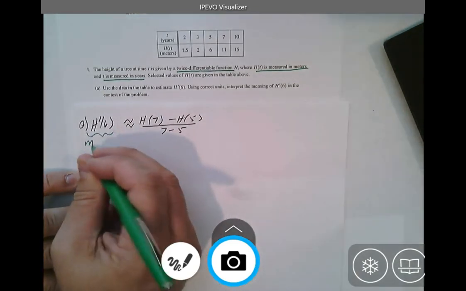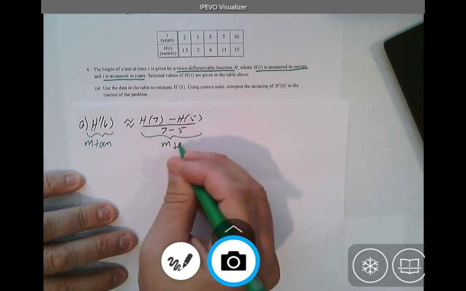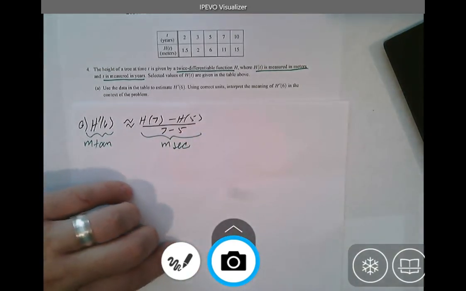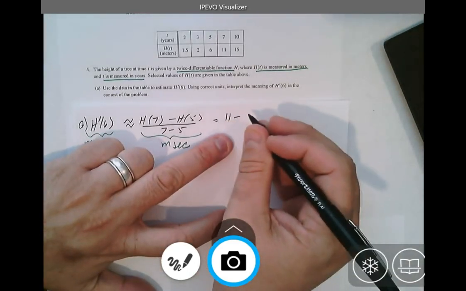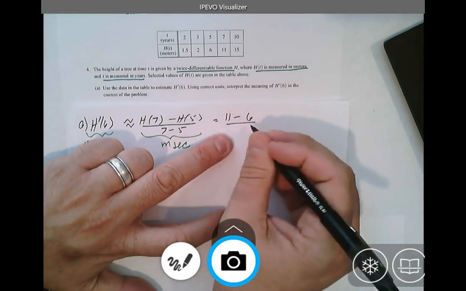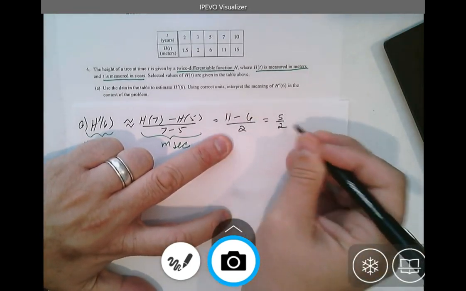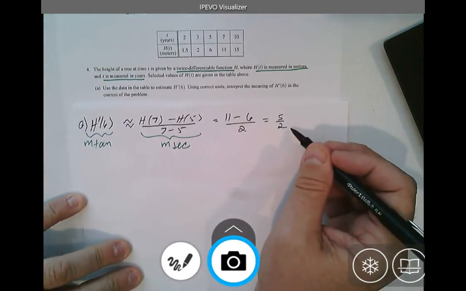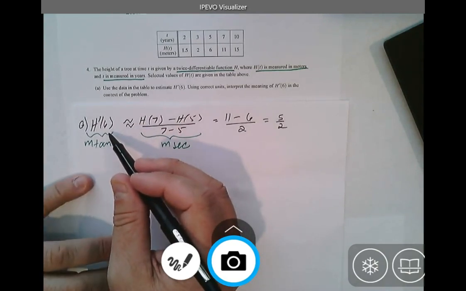So this is the slope of the tangent. We're approximating with the slope of the secant. H of 7 is 11. H of 5 is 6. Over 7 minus 5, which is 2. We get 5 over 2. That's our approximation for the value of the derivative at time t equals 6.